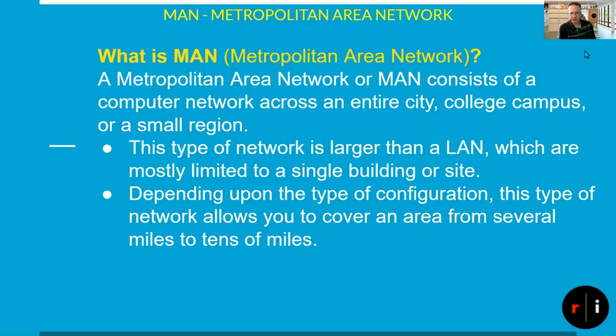And another type of network is a MAN, M-A-N, Metropolitan Area Network. A metropolitan area network, or MAN, consists of computers across an entire college campus or region or even a city. This type of network is larger than a LAN, which is mostly limited to a single building or site. This type of network could allow you to cover an area from several miles to tens of miles.